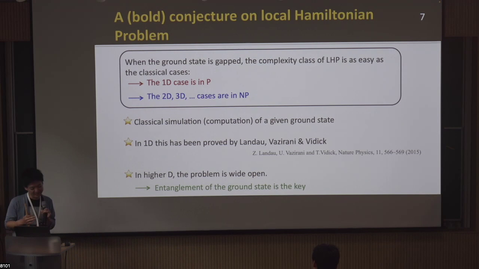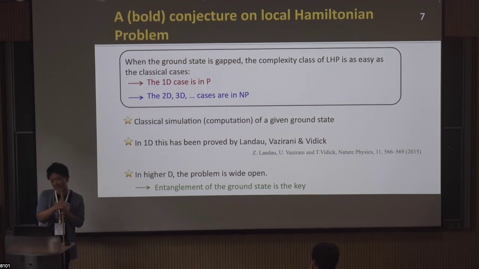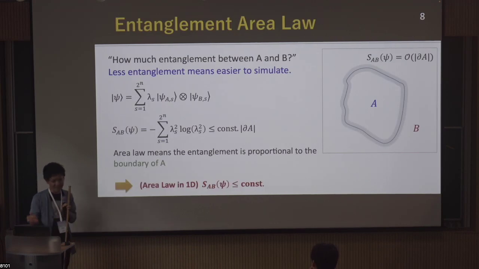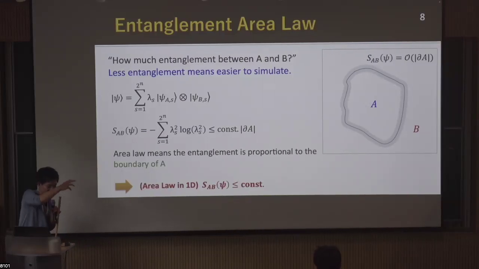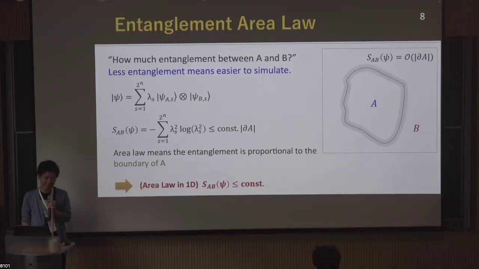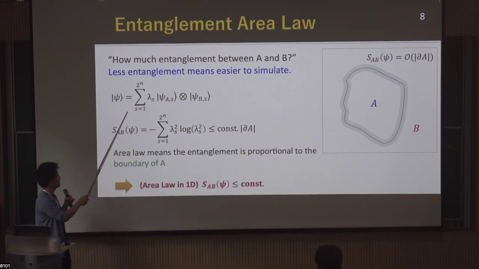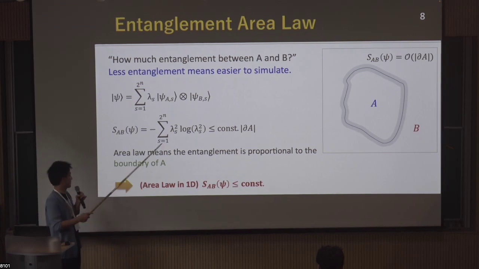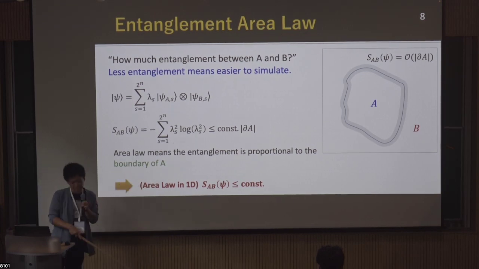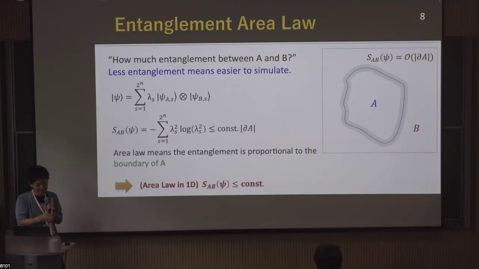And in that conjecture, the entanglement structure of the ground state plays a key role. For the characterization of the entanglement structures, the entanglement area law is considered. Here, we are interested in the amount of entanglement when we bipartition a total system into A and B, and we want to know how much entanglement exists. I consider the Schmidt decomposition of some given quantum state, and the entanglement entropy is given by this form. Then the area law implies that the total amount of entanglement is upper bounded by some constant times the boundary area of the subsystems.